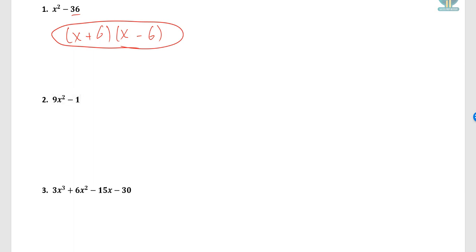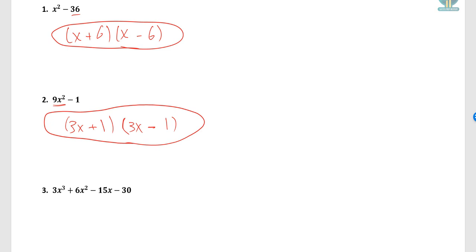9x squared minus 1. Again, open a pair of parentheses. 9x squared is 3x and 3x, right? 3 times 3 is 9, x times x is x squared. And then 1 is just 1 and 1. And then just plus and minus. Very straightforward.